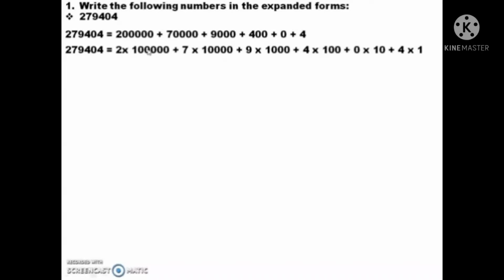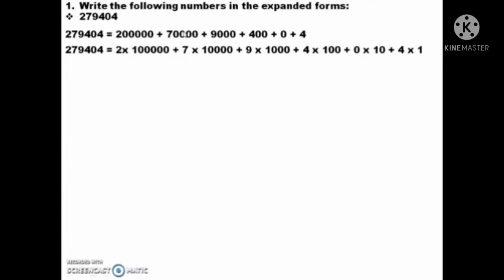2 into 1 lakh, because the place value of 2 in this number is 1 lakh. So 2 into 1 lakh plus 7 into 10,000 plus 9 into 1000 plus 4 into 100 plus 0 into 10 plus 4 into 1. This is according to the place value of each digit in the given number.